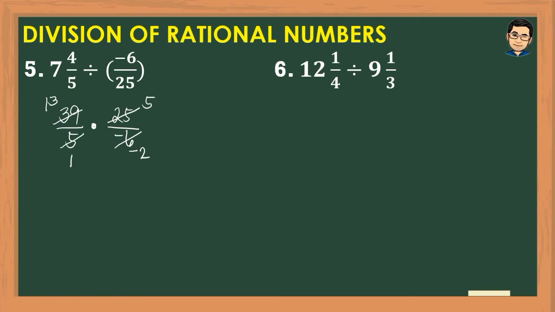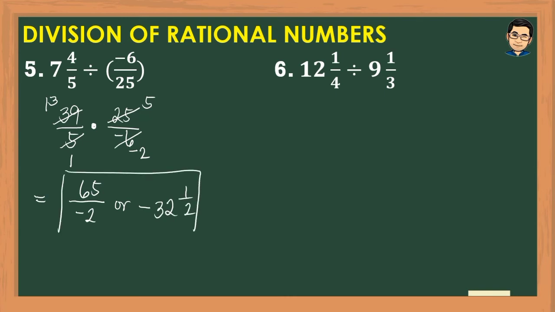Now, we multiply the remaining factors. So 13 times 5, that is 65, over 1 times negative 2, that is negative 2. So 65 divided by negative 2, that is negative 32 and 1 half. Okay, so this will be our final answer.